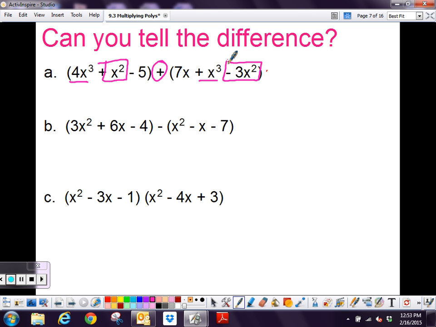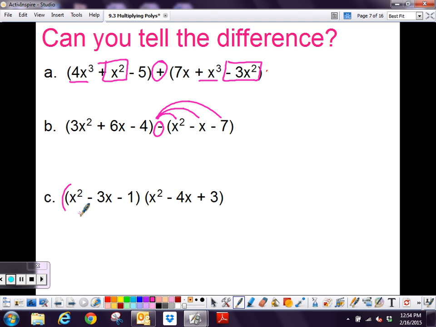Okay, now on B, we have this minus in between, so we're subtracting these. Now last time I talked to you about that, you probably want to distribute that minus and then combine like terms, or else you're going to forget to subtract something. But you are not doing any distributing there.